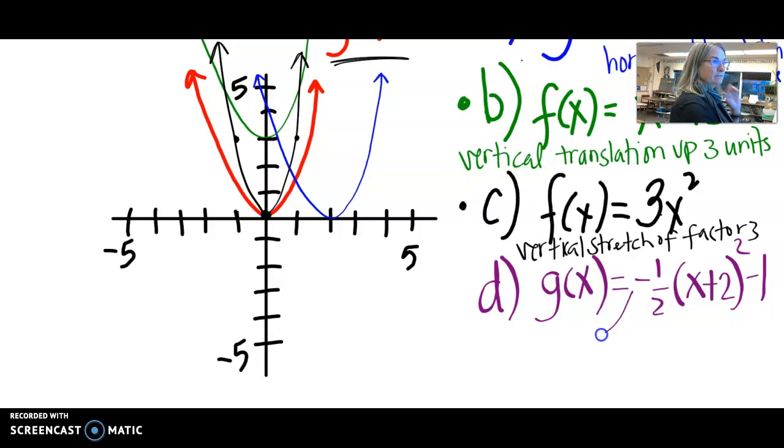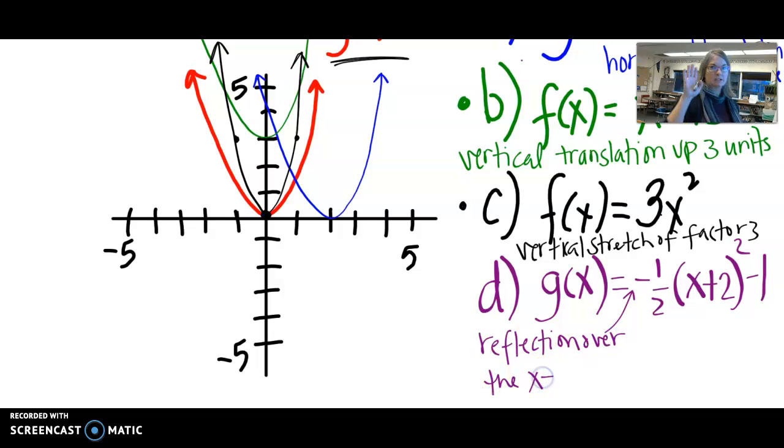We have a negative. What that's going to do is flip it over. Again, let me use the more technical term, reflection over the x-axis. So again, it's vertical. When the negative's on the outside, it flips it over the x-axis vertically. If the negative were on the inside here, then it would flip over the y-axis.